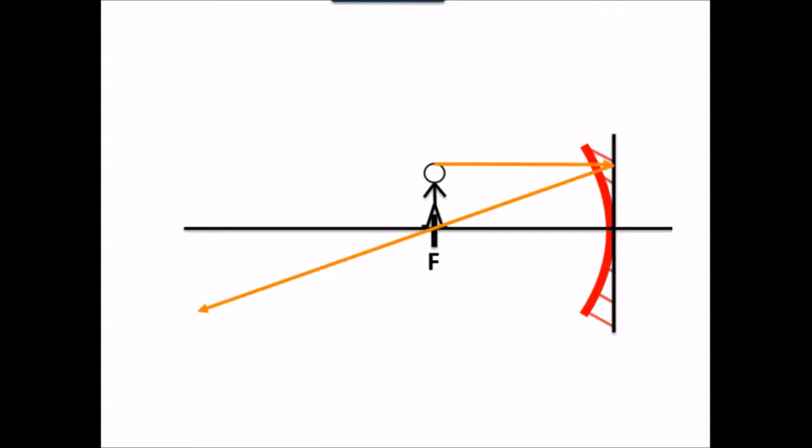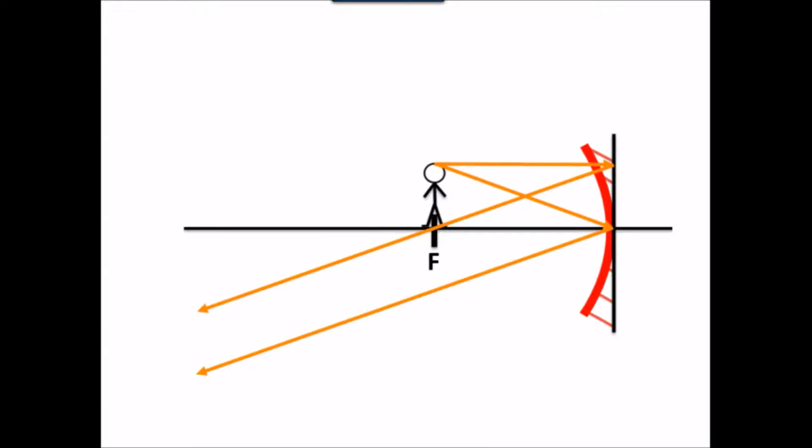But wait a minute. Doesn't the next ray go in through F and out parallel? If we try to draw an incident ray through the focus, it just goes straight down and never hits the mirror. That's not very helpful for finding an image. However, there's another ray we can use. If you draw one that hits the mirror exactly in its center, it reflects at exactly the same angle. At the very center of a curved mirror, it behaves just like a flat one.